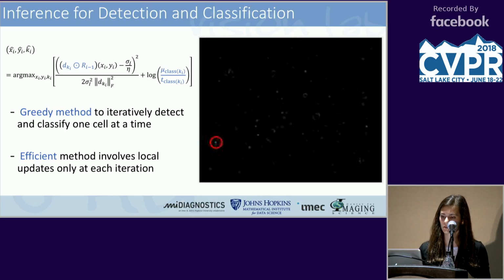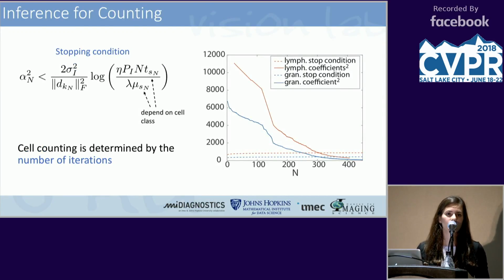In order to count the number of cells, we have to terminate this procedure at the correct time, because the number of iterations is equal to the number of cells detected. We derive a stopping condition, so we stop detecting cells in an image when the strength of detection squared is below a certain threshold. Now recall that we were detecting the larger cells before the smaller cells.